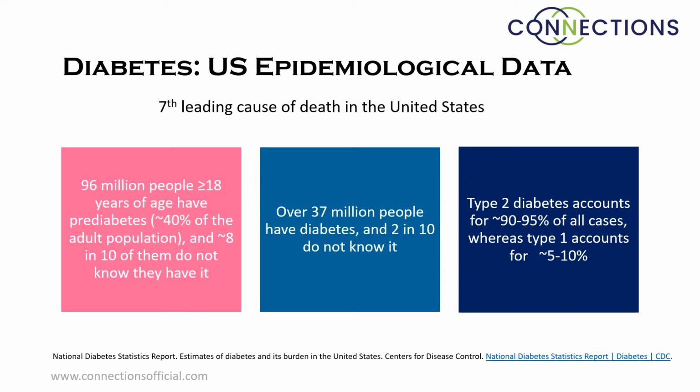And by looking at the epidemiological data, we may understand why. Think about this. Almost 100 million people, or roughly 40% of the adult population in the United States, have prediabetes. And about 8 in every 10 of them do not know they have it. Also, about 37 million people have diabetes, and about 2 in 10 of them do not know they have it. Type 2 diabetes accounts for the majority of the cases, that is, 90 to 95% of all diabetic cases.